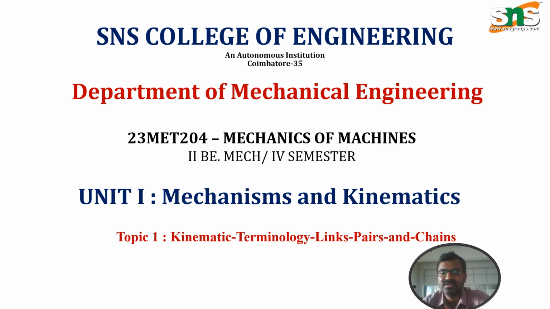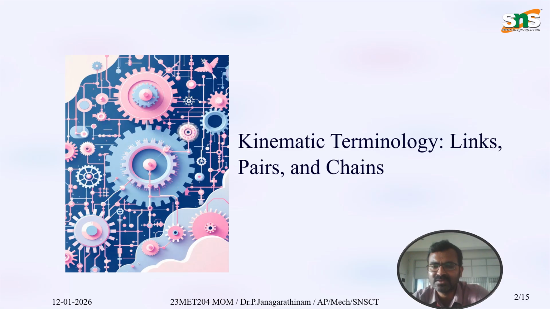In my previous video series, I already discussed the different types of machines, mechanisms, kinematic diagrams, how we construct these diagrams, and the inversions of mechanisms. Today, I am going to discuss the different kinematic terminologies: links, pairs, and chains. Generally, kinematic terminology concerns mechanisms. To make individual mechanisms, we have to combine links, pairs, and chains.